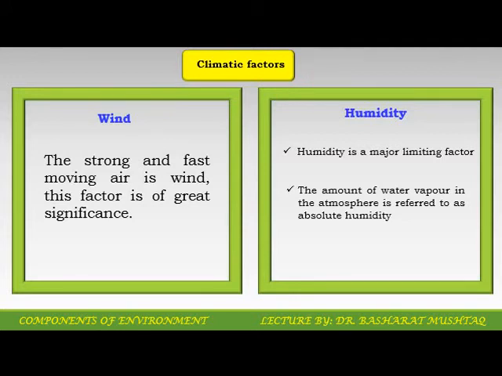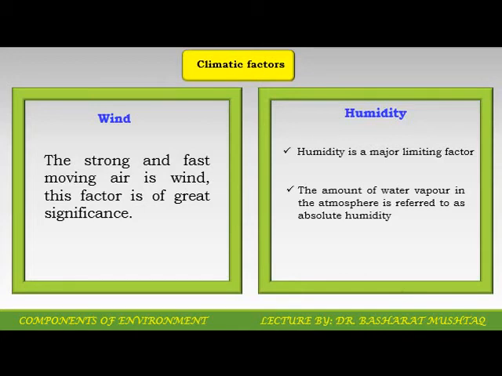Another climatic factor is humidity, which is a very important climatic factor and has a great role in the environment as well as in the ecosystems. Humidity is a major limiting factor. Humidity affects the distribution and abundance of both animals as well as plants. The humidity of water vapors in the atmosphere is referred to as absolute humidity.